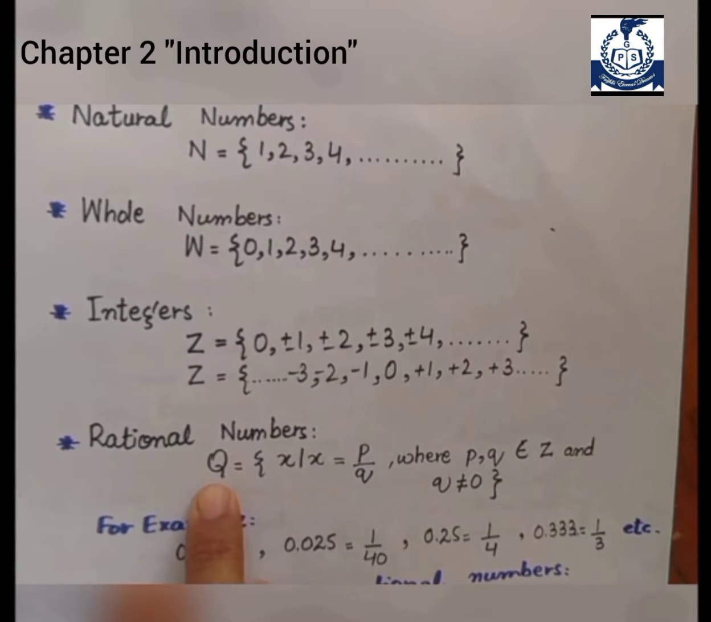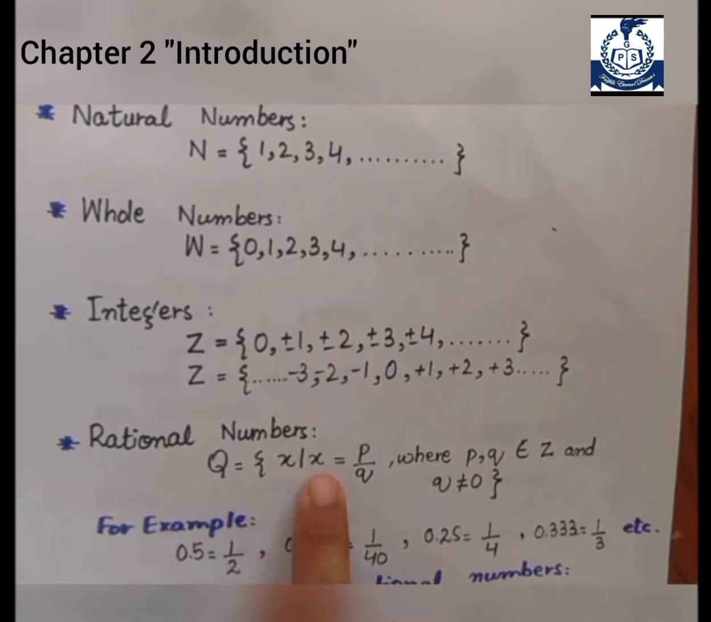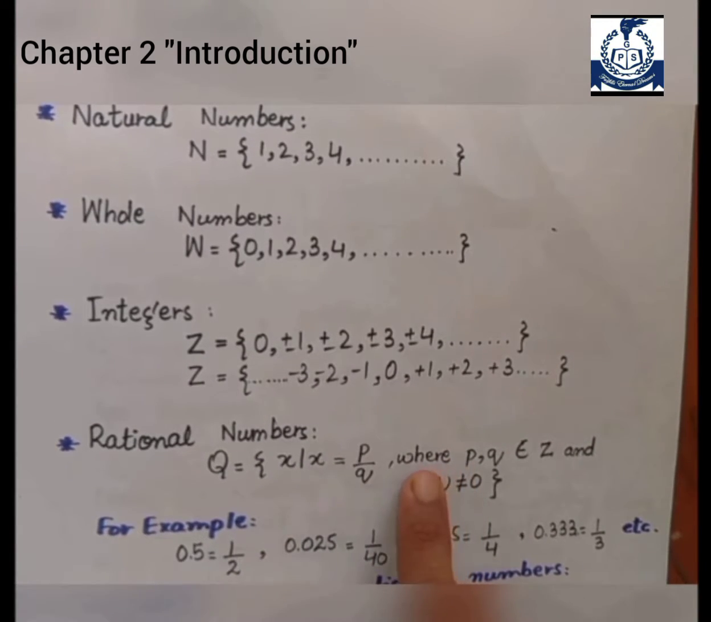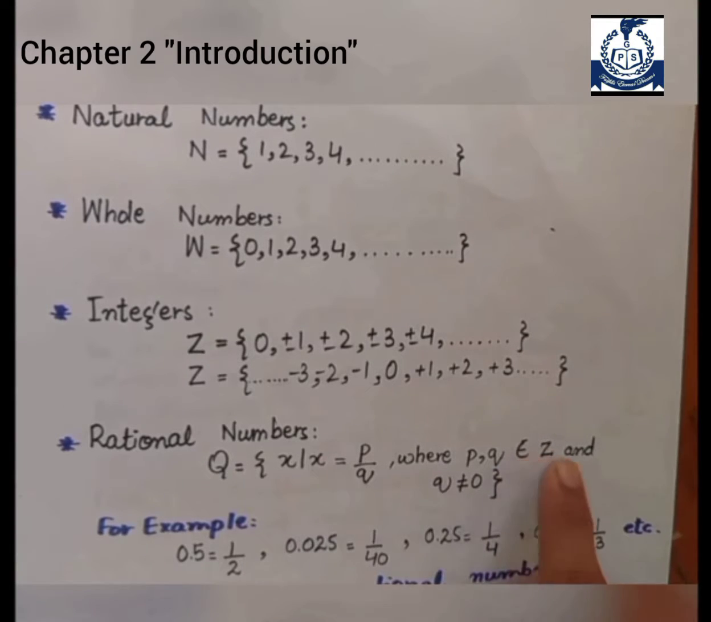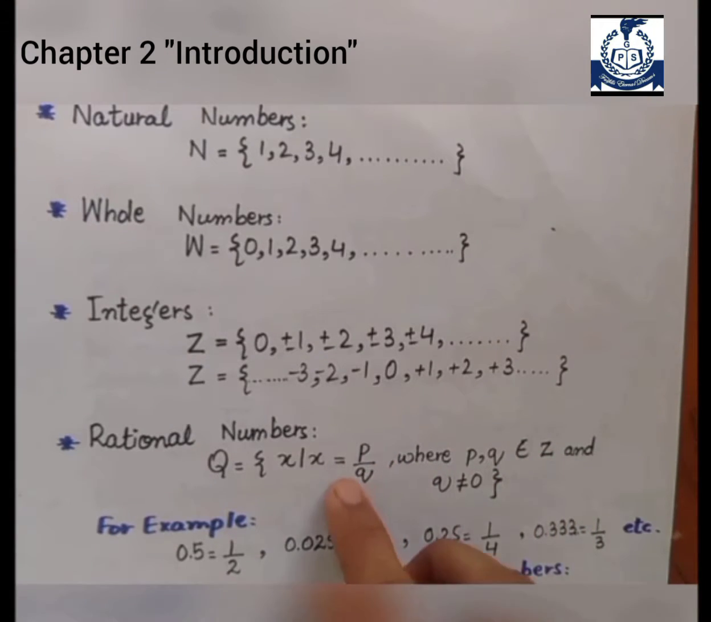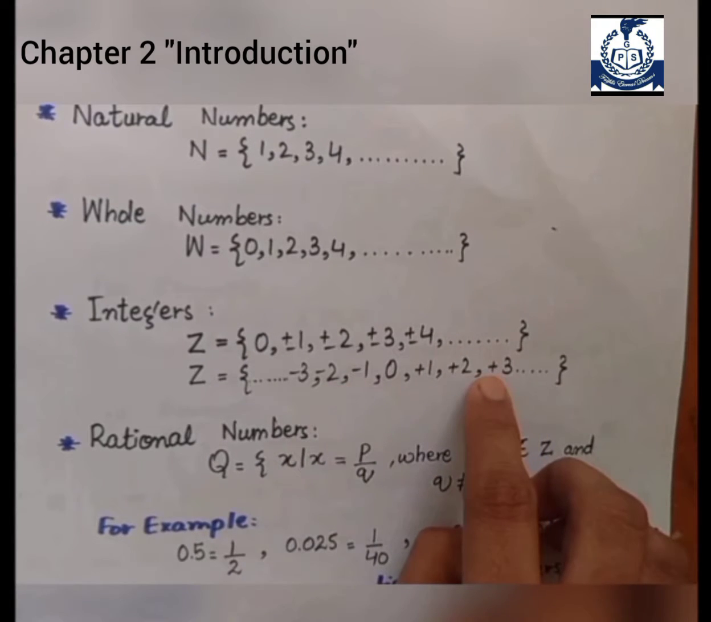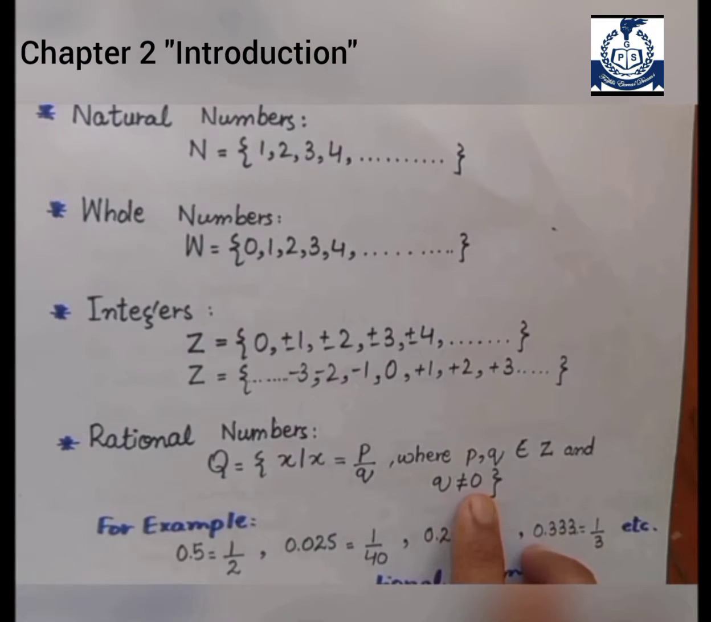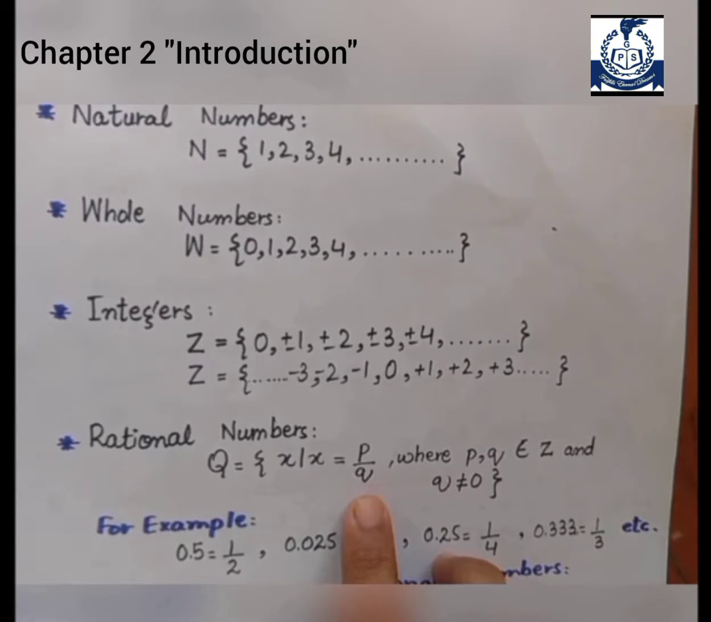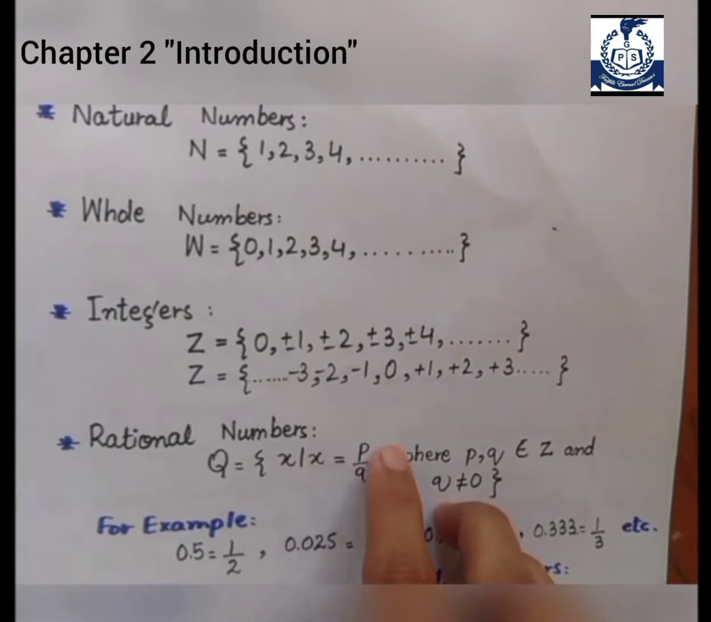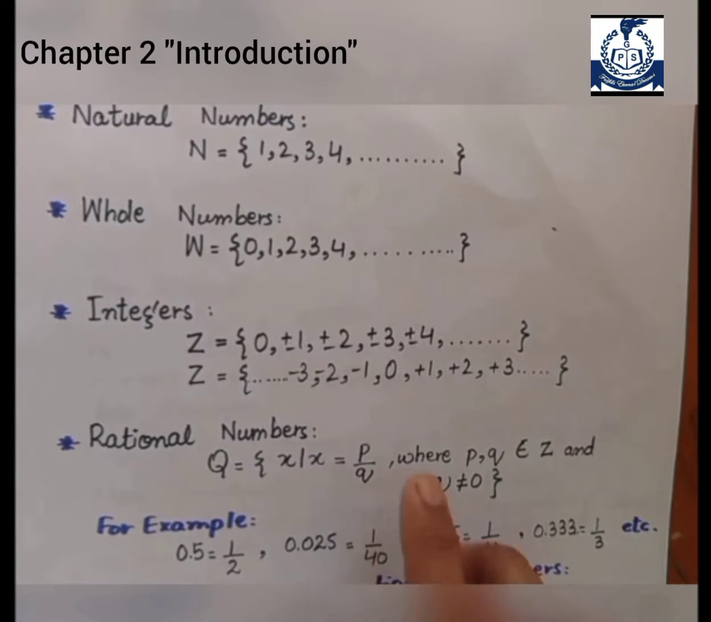Rational numbers. Q is equal to x such that x is equal to p upon q, where p, q belongs to integer. P and Q means integer, positive or negative. Q is not equal to 0 means we don't have Q equal to 0. If we have Q equal to 0, it means we have infinity.